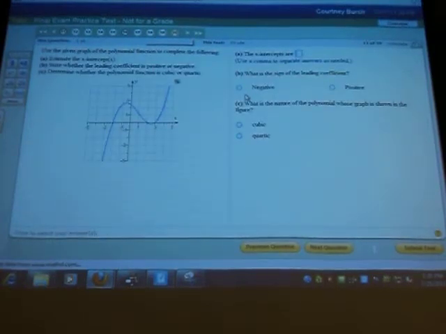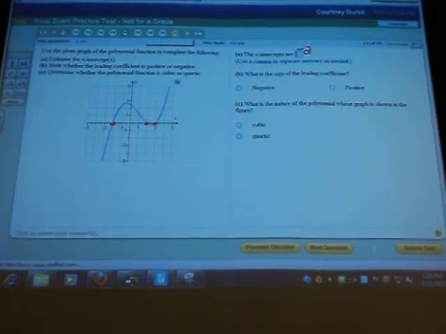Alright, number 20. We are running out of time. Doing good though. Number 20: state the polynomial. Estimate the x-intercept. My x-intercepts are -2, +2, and +3. What is the sign of the leading coefficient? You want to look at your end behavior.